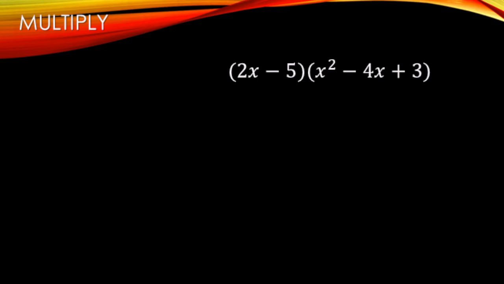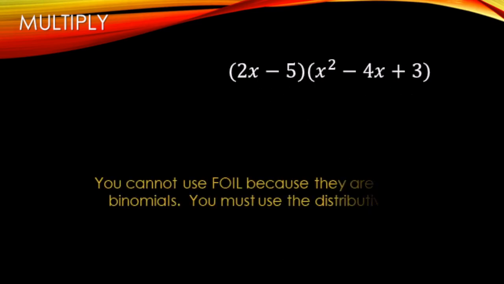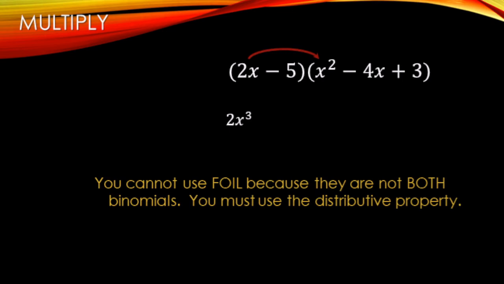All right, so here we're going to have a binomial times a trinomial. So the FOIL acronym won't quite work with this one. So we do need to be thinking both of these times all 3 of these. So here we go. 2x times x squared be 2x cubed. 2x times negative 4x, negative 8x squared. And 2x times 3 be 6x. We're done with a 2x.